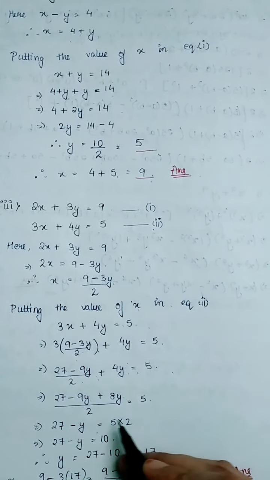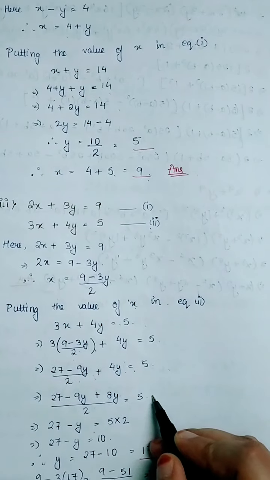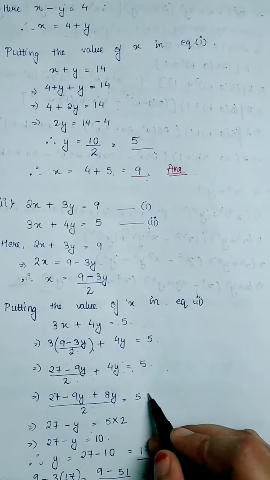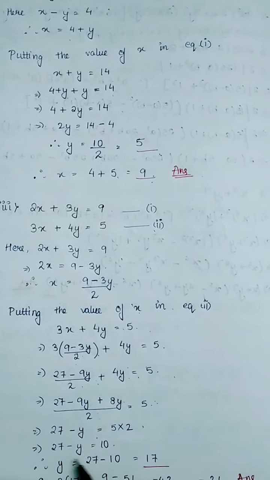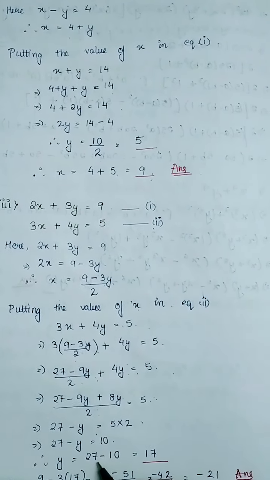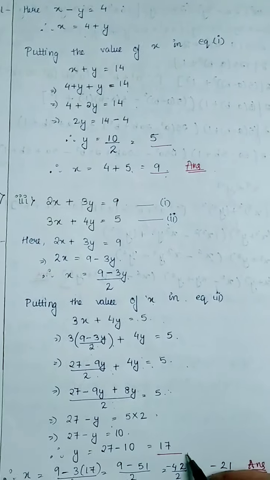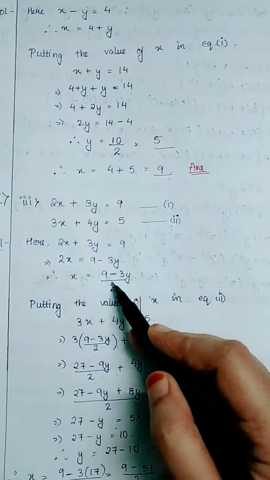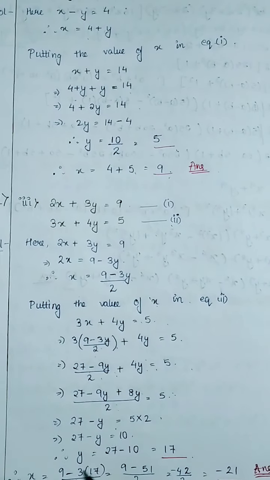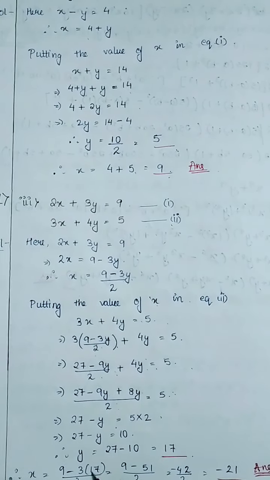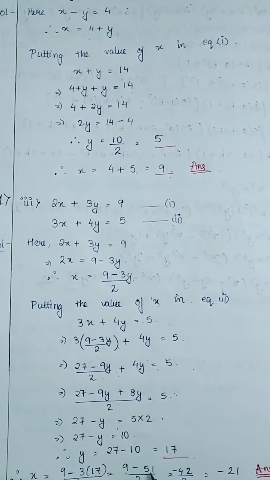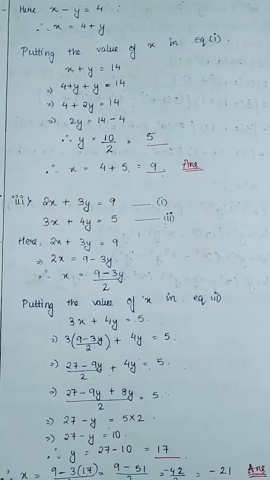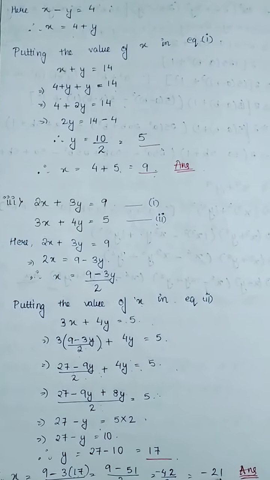And this 2 will be shifted to over here. After transposing, here it is divided, so it will become multiply, so 5 2s are 10. So 27 minus y is equal to 10, so y is equal to 27 minus 10, that is equal to 17. After you have got the value of y, we can find the value of x by putting the values in this equation. So it will be 9 minus 3y, y is 17, so we'll put the value of 17, by 2. 17 3s are 51, so 9 minus 51 by 2, that is equal to minus 42 by 2, that is minus 21, which will be your answer.